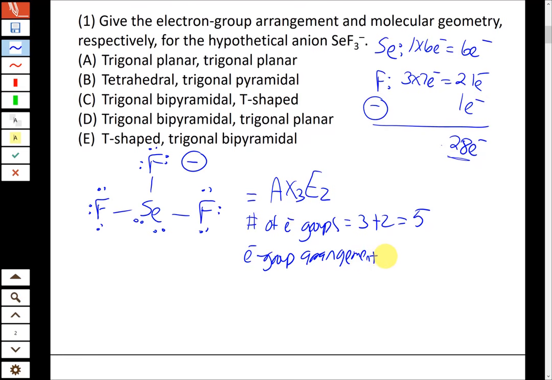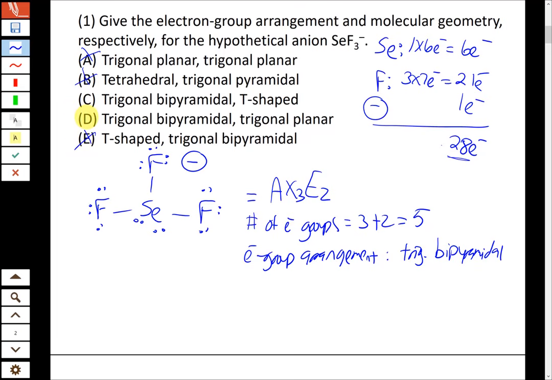Trigonal bipyramidal. Right, and that's any combination of 5 electron groups. So whether it was X5E0 or X4E1 or X3E2 like we have here, any combination of 5 will be a trigonal bipyramidal electron group arrangement. So if we are confident in that, we can get rid of some of the answer choices already because they have the wrong electron group arrangement.